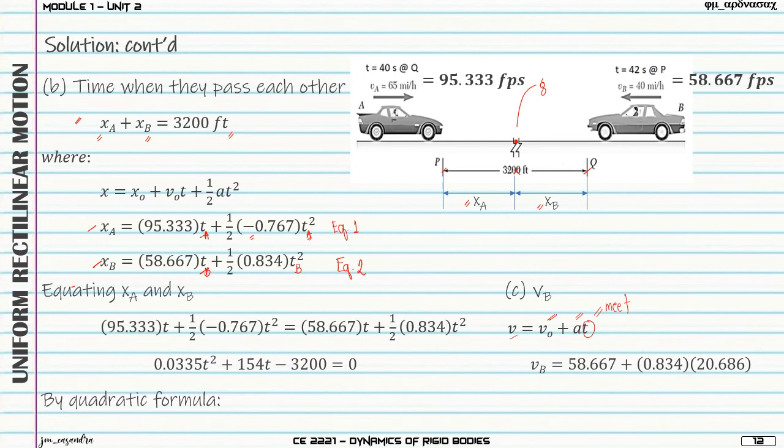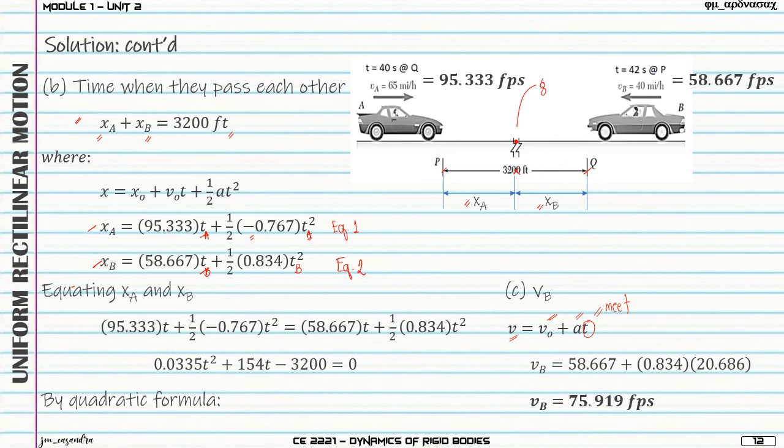So, ang unknown lang is your final speed at time t. So, substituting now the values, will now get 58.667 plus 0.34 times 20.686. And we will now arrive at the speed or velocity of automobile B when they meet or pass each other at point G is 75.919 feet per second.